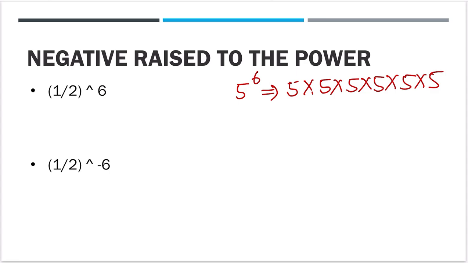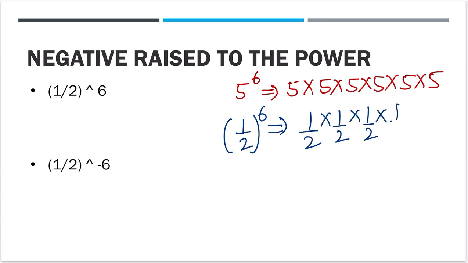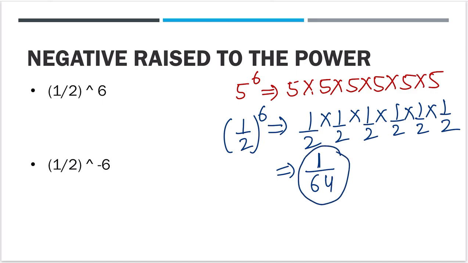Now if it is given here 1 by 2 raised to power 6. 1 by 2 raised to power 6. So what is 1 by 2 raised to power 6? It is 1 by 2 multiplied 6 times. So if you do it here, you will get 1 by 8, then 64. So 1 by 2 raised to power 6 is 1 by 64.